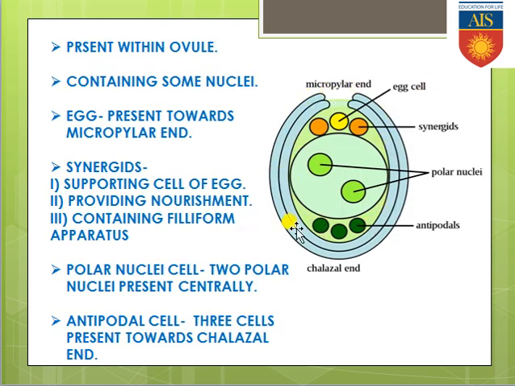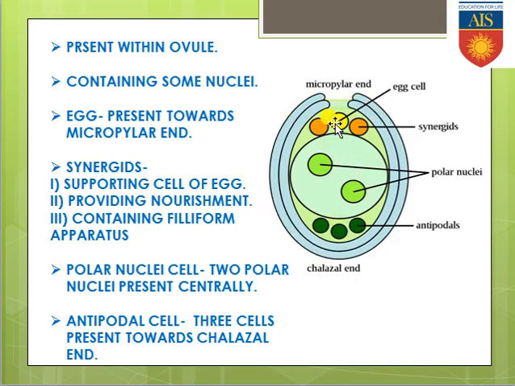This is the embryo sac structure which is commonly present within the ovule. So let's see whatever structural components we can see within the embryo sac. First, it is obviously present within the ovule, we all know, containing some nuclei. Actually, if you start counting, in total there are 8 nuclei and the number of cells is 7.